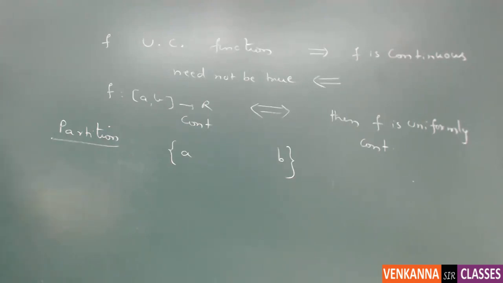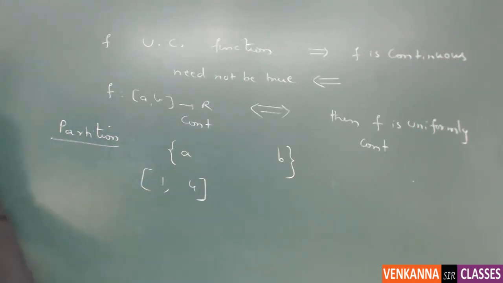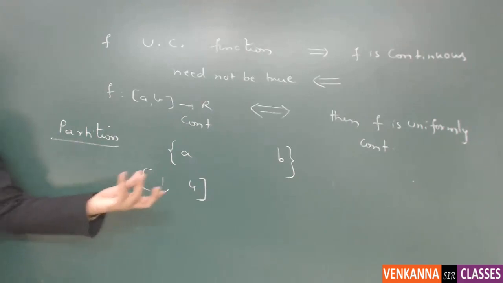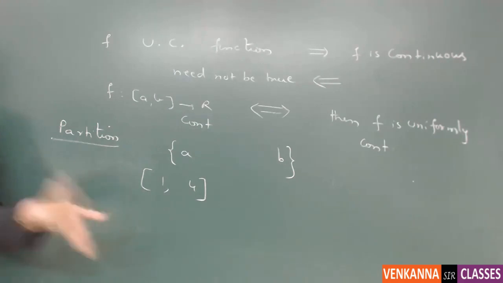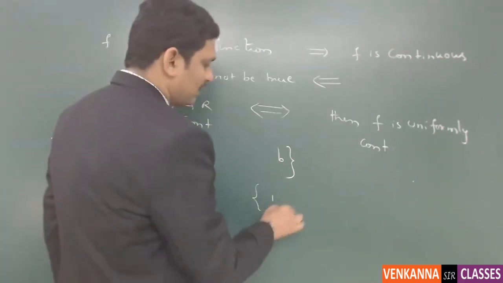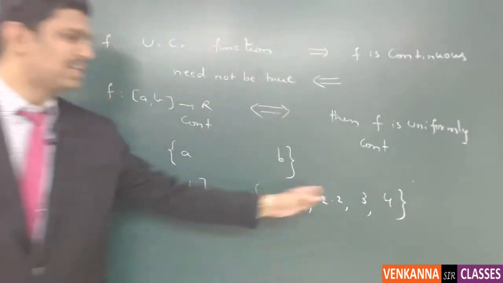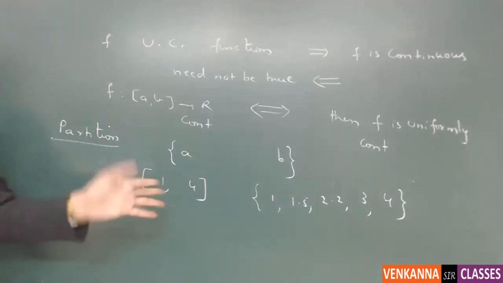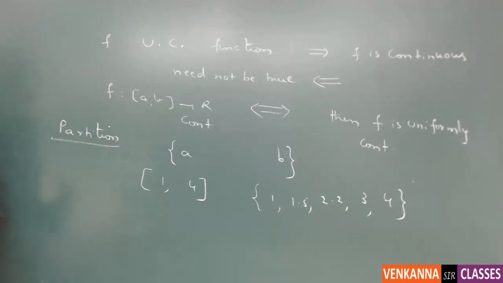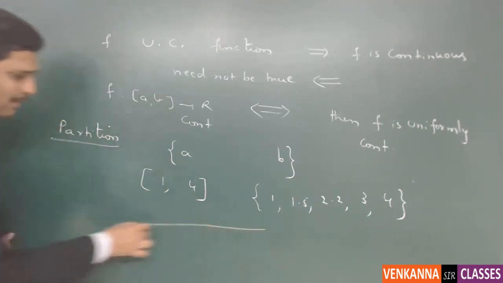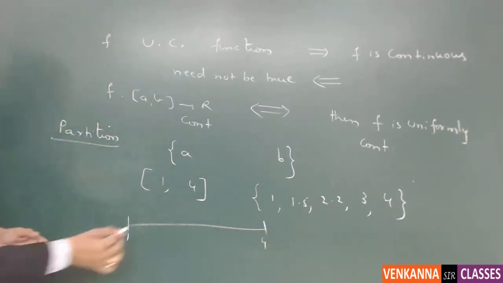So very simple. Suppose we have a closed interval 1, 4. I am choosing arbitrarily some points between 1 and 4. That is user defined. You can take any numbers. Say 1, 1.5, 2.2, 3, 4. This is a partition. You can take any number of points between the starting point and the ending point. So if you have the number line like this, you are arbitrarily selecting some of the points here.